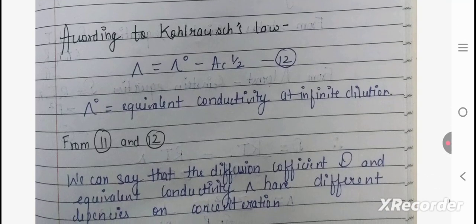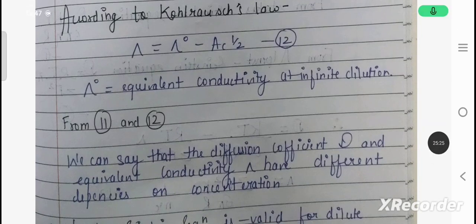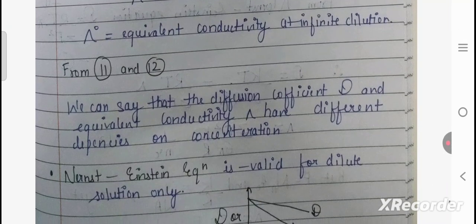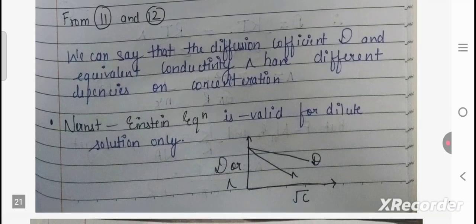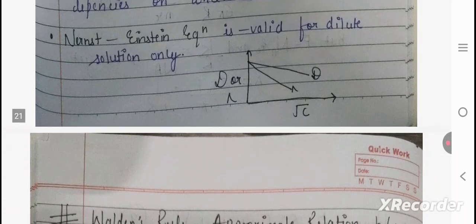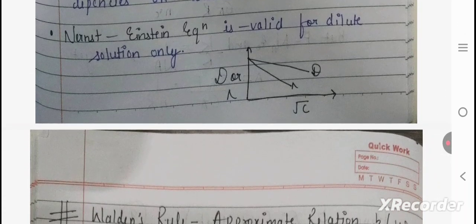According to Kohlrausch's law, equivalent conductivity is equal to equivalent conductivity at infinite dilution minus A into c to the power 1 by 2, equation 12. From equations 11 and 12, we can say that the diffusion coefficient capital D and equivalent conductivity have different dependencies on concentration. First, the Nernst-Einstein equation is valid for dilute solutions only.